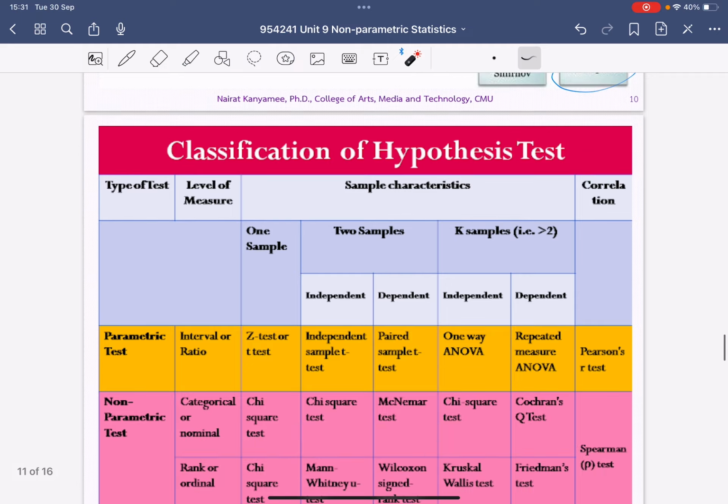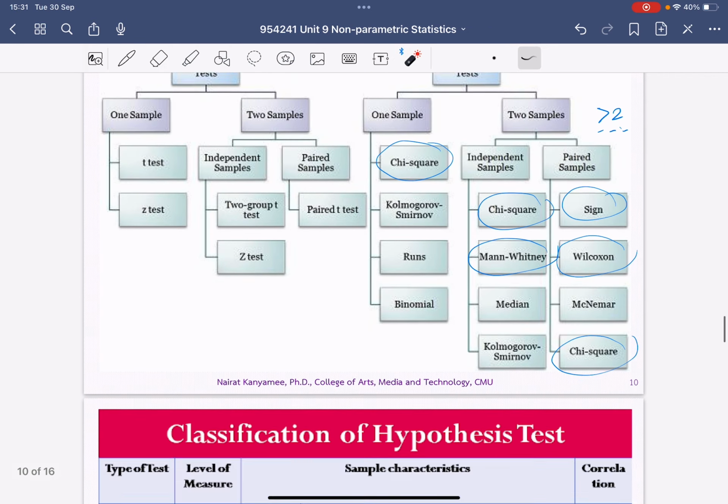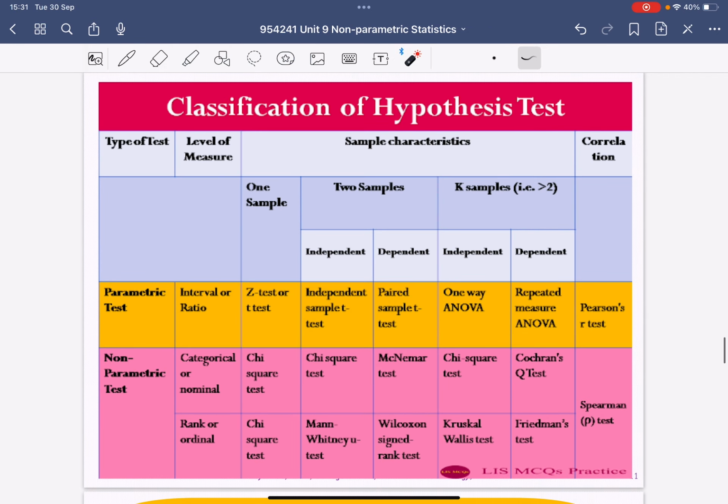All right, more in detail here. If you want to see the classification of hypothesis tests, you see the type of the test here, parametric and non-parametric. So the level of measure, for parametric tests, we use interval or ratio data, right? With interval or ratio data, with one sample, we do a Z-test or T-test. For two samples, it's split into two groups, independent data and dependent data.